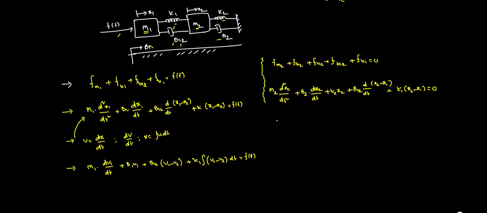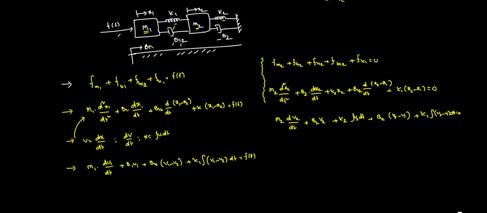Similarly here, m2 dv2 by dt plus b2 v2 plus k2 integral v2 dt plus b12 into v2 minus v1 plus k1 integral v2 minus v1 into dt is equal to 0. Okay, so these are the very very simple things. That's how we have designed.